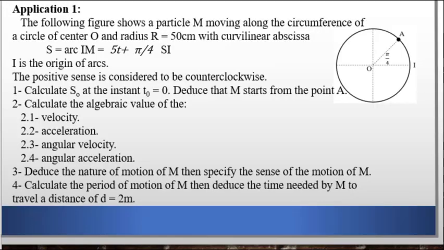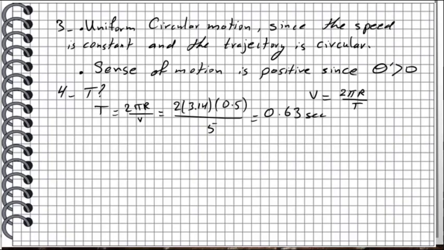Then he asked me to deduce the time needed to travel 2 meters. I will apply cross multiplication. I will say if the period corresponds to a perimeter of a circle 2 pi r, then the distance, which is 2 meters, will correspond to that time t. So I will apply cross multiplication. T will equal 2 meters multiplied by the period and divided by 2 pi r.